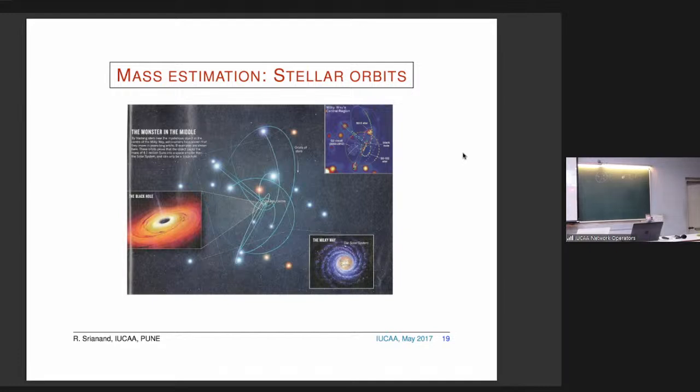This is called the virial theorem for gravitating systems. You will study it at some stage when you do gravity. This also goes by the name scalar virial theorem.